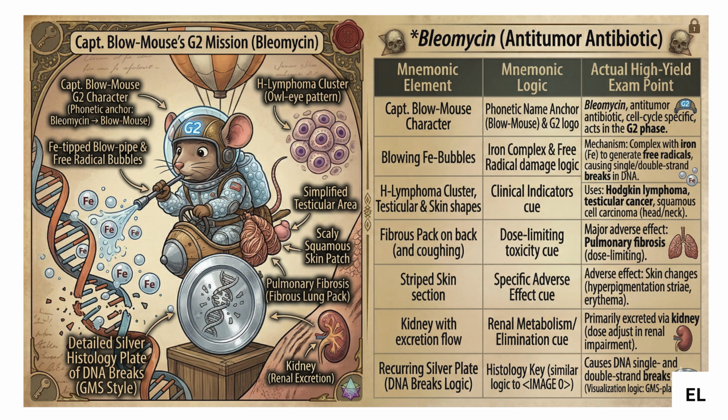Now look at the large DNA strand next to him. You can see that it is breaking apart. This visually reinforces the mechanism. Bleomycin leads to DNA strand breaks, leading to inhibition of tumor growth.